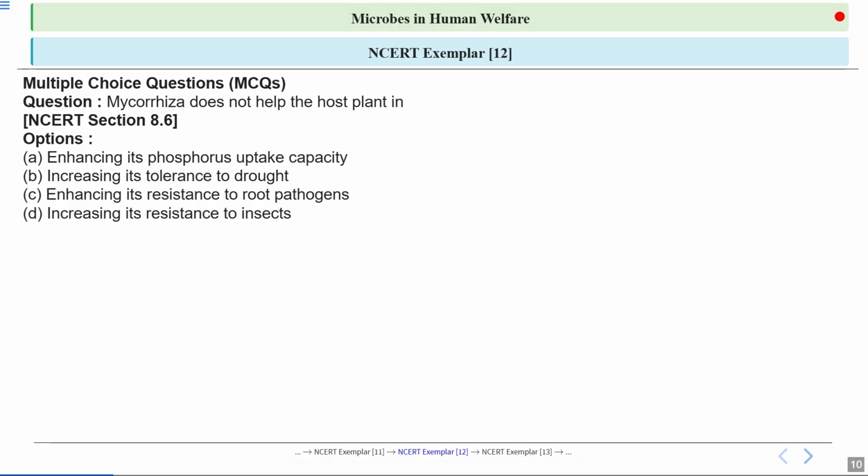Next one, mycorrhiza does not help the host plant in. So what are the options? Option A, enhancing its phosphorus uptake capacity. Option B, increasing its tolerance to drought. Option number C, enhancing its resistance to root pathogens. And option number D, increasing the resistance to insects. So what will be the correct answer here?